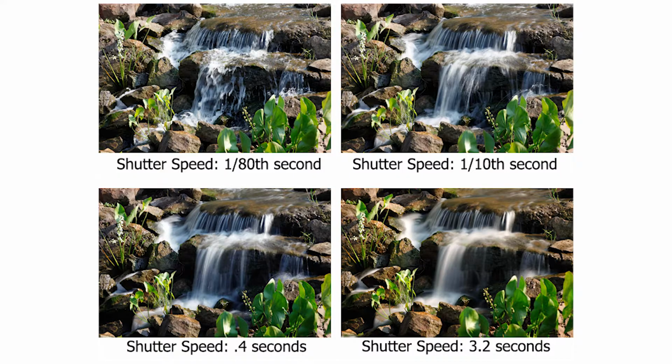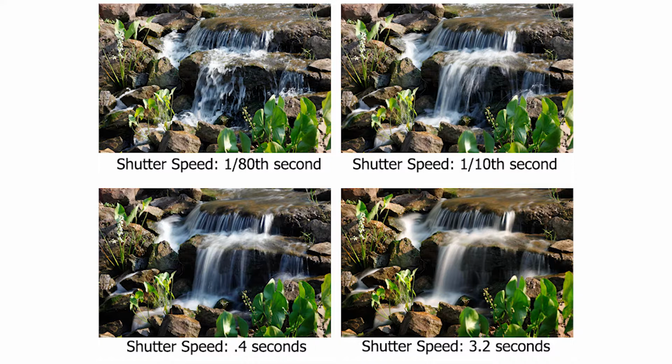First, let me give you a good example here. Let me show you kind of the effect that we're talking about, and let's do it in the context of moving water. Here's a graphic on your screen now, and what it is is water shot at different shutter speeds. First I have it at 1/80th of a second. You can see how it's all jagged there.